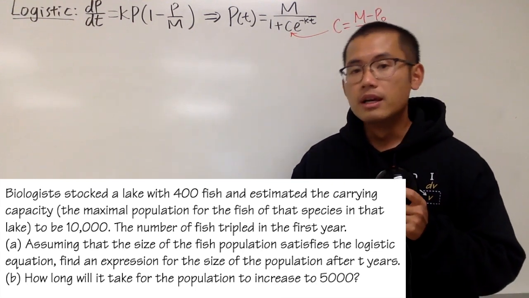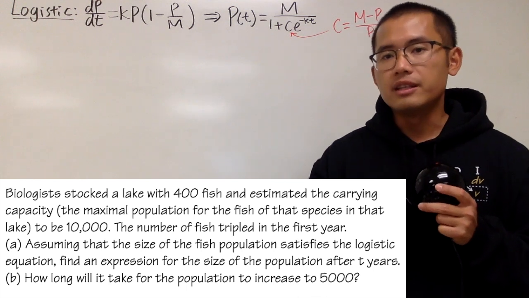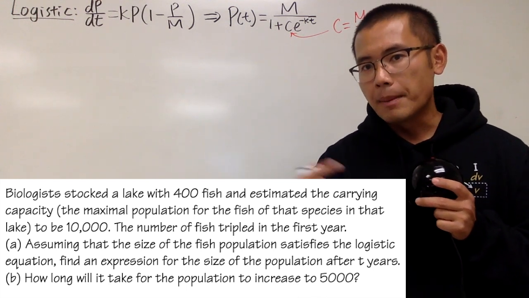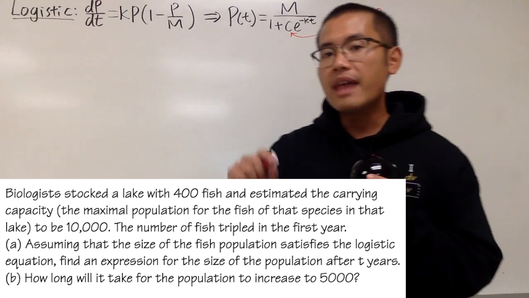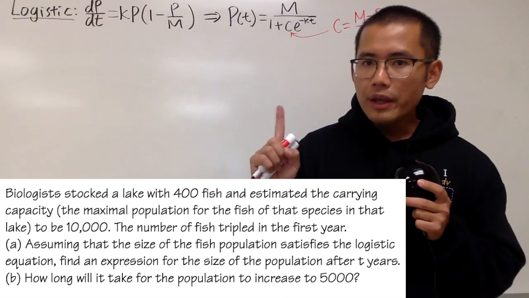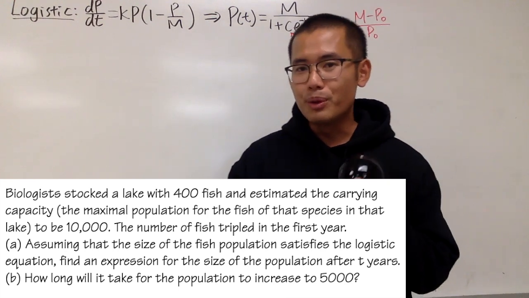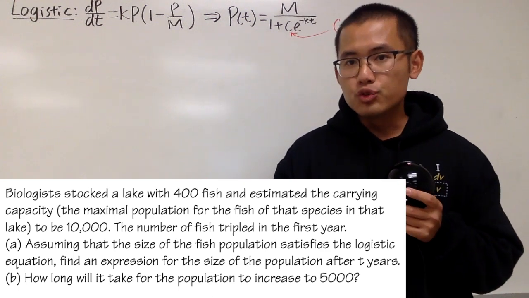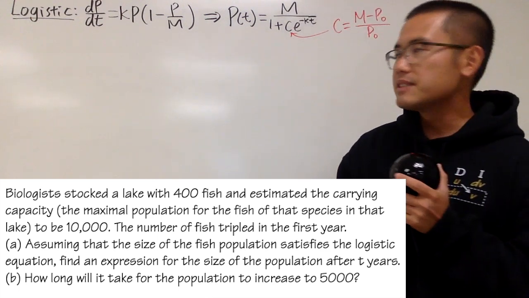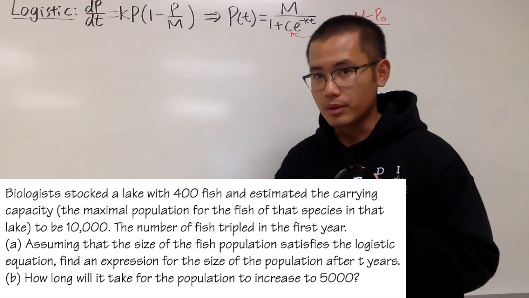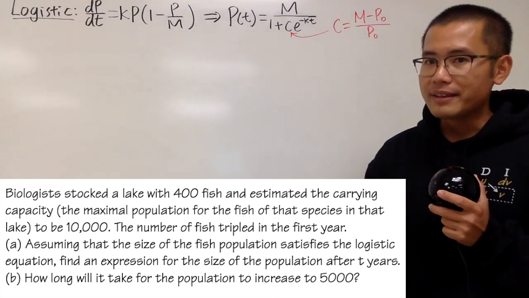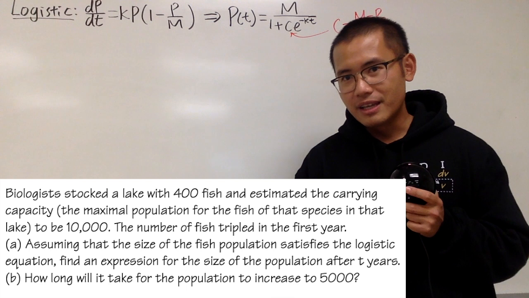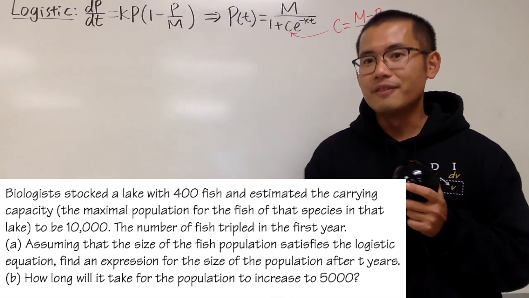Here is the question. Suppose we put 400 fish in a lake initially, and let's say we know that the carrying capacity of the lake is meant to be 10,000 fish. And after 1 year, the fish has been tripled, right? And we are going to assume that the fish population satisfies the logistic equation that we talked about. And we are going to find out how many years it takes for us to reach 5,000 fish.